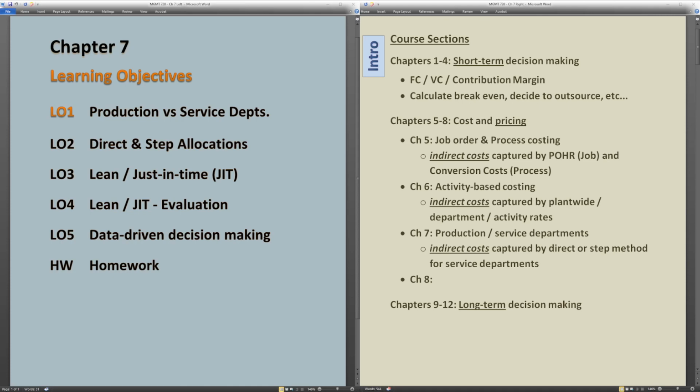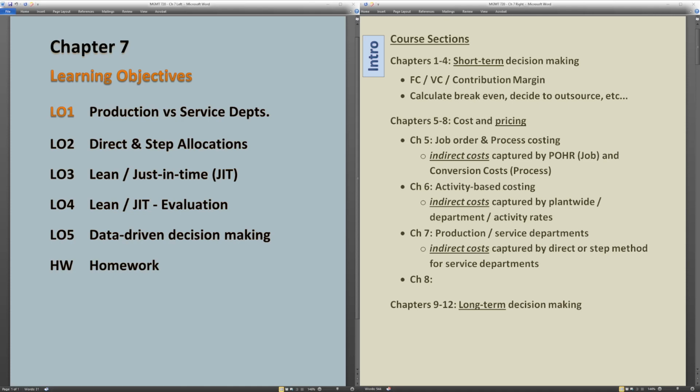We focused on the fact that indirect costs are captured by, if you remember, and we're going to have an exam coming up, so hopefully some of these will seem familiar, the predetermined overhead rate. That's what we use for job costing, and conversion costs for process costing. In Chapter 6, we looked at plant-wide, department and activity-based costing. And again, we were trying to capture indirect costs. Now we've moved into Chapter 7. We're going to look at production versus service departments. And again, we're going to have 2 different methods, a direct method and a step method, for capturing the indirect cost of service departments. And of course, we're going to learn more about what that is.